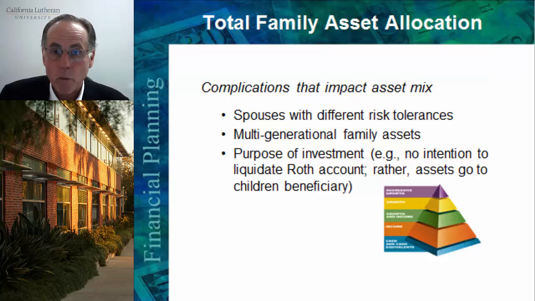For example, what do you do when clients or the spouses have different risk tolerances, or there are multi-generational family issues? Will you think about asset allocation from the perspective of a blended husband and wife portfolio, or keep the portfolio separate? How will you handle multi-generational assets, such as the business or investment properties?